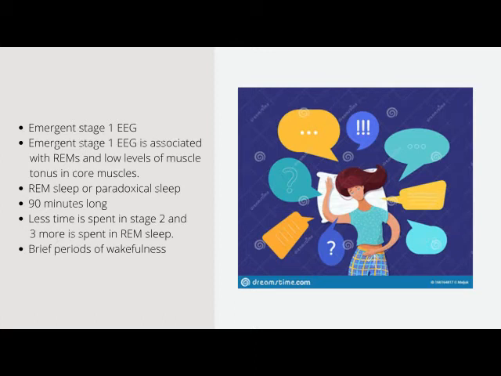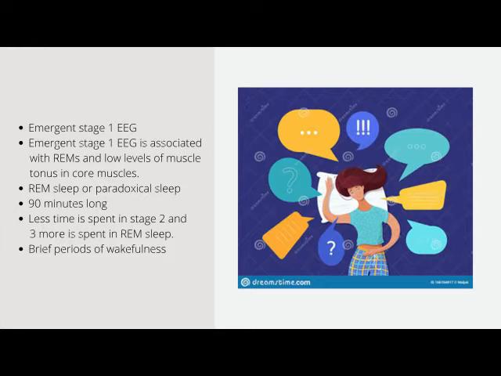EEG is associated with REMs and low levels of muscle tone in core muscles. The stage during which emergent stage 1 occurs is often called REM sleep or paradoxical sleep. It was initially considered a paradox that subjects sleep, while their EEG suggested that they were awake. The progression of EEG stages changes during a typical night's sleep. Each cycle is about 90 minutes long. As the night progresses, less time is spent in stage 2 and 3, more is spent in REM sleep.